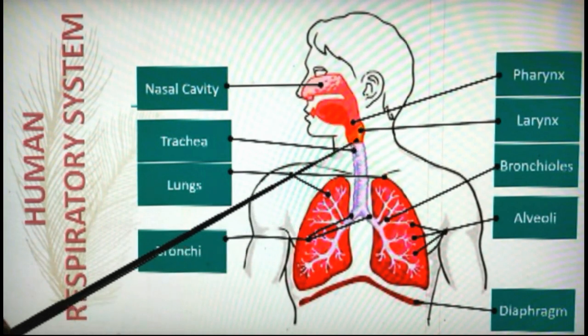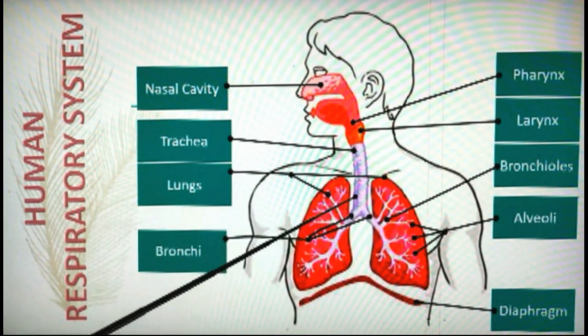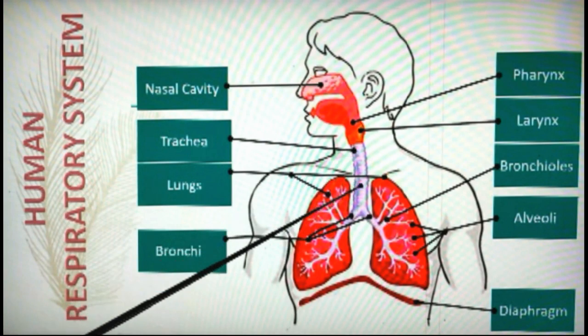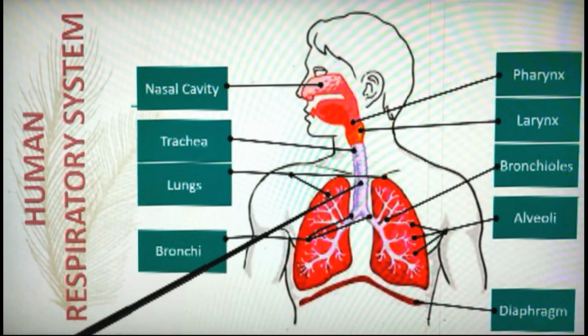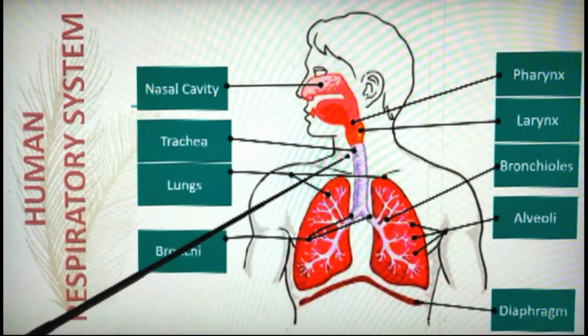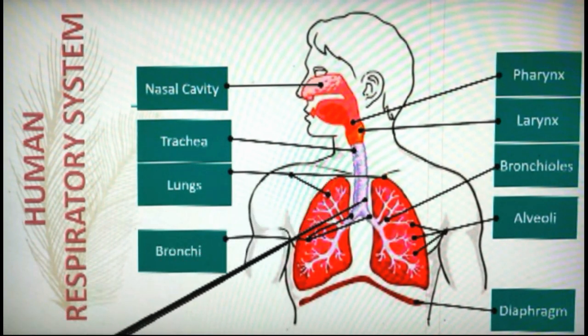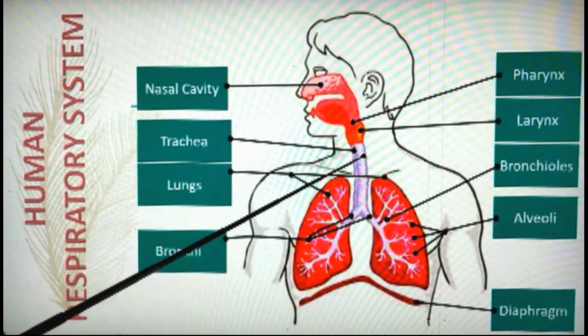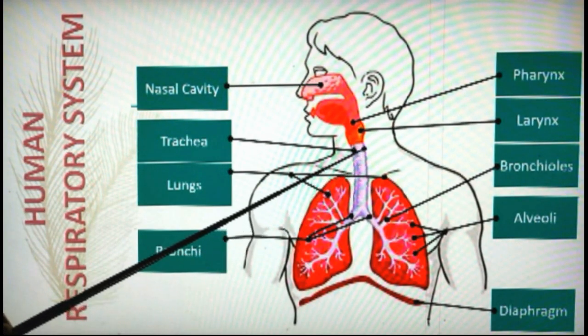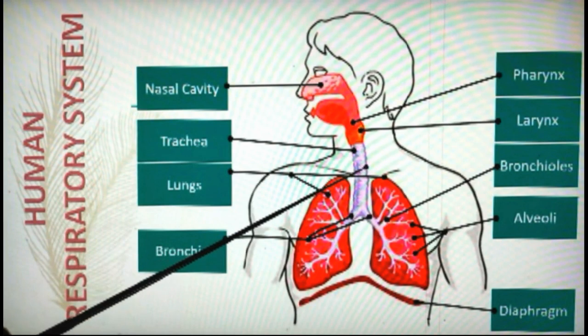It's a comparatively longer structure. When we observe the structure of the trachea, you can see a speciality there. Can you guess what it is? Yes, it is covered by what? Cartilaginous rings. Do you know the difference between cartilage and bone? Yes. Cartilage is comparatively what? Even though it is very strong, it is flexible. So can you say why this trachea is covered with cartilaginous rings?